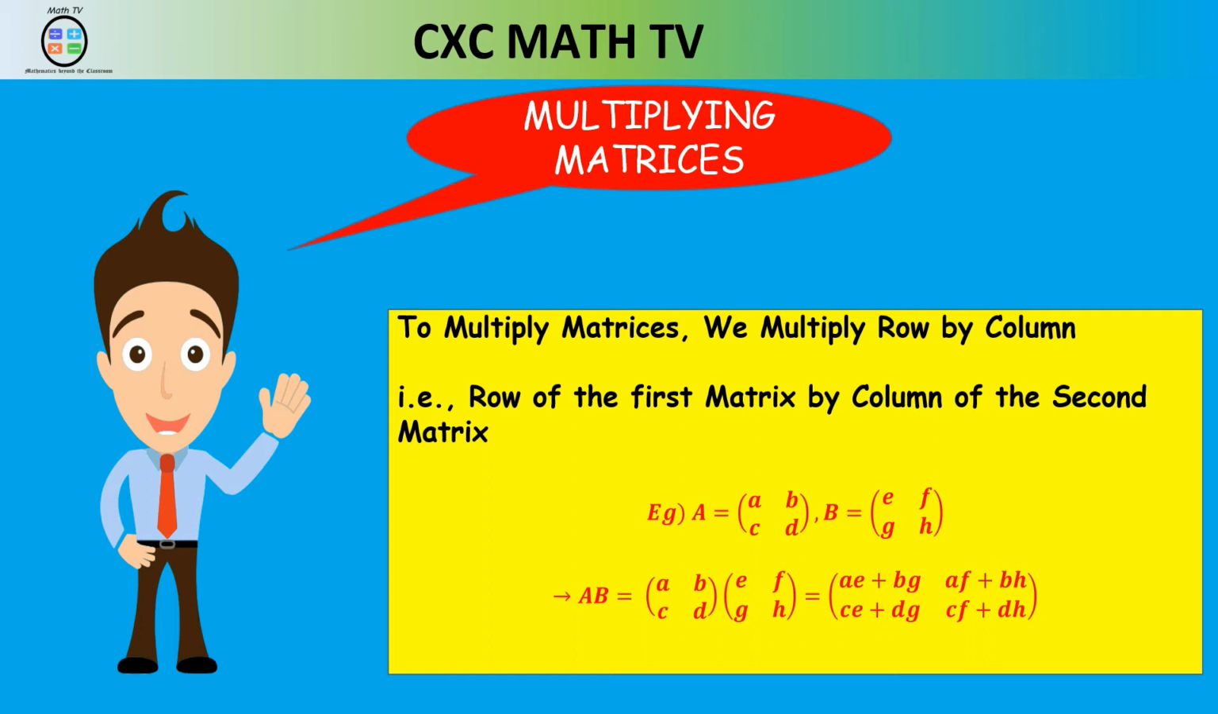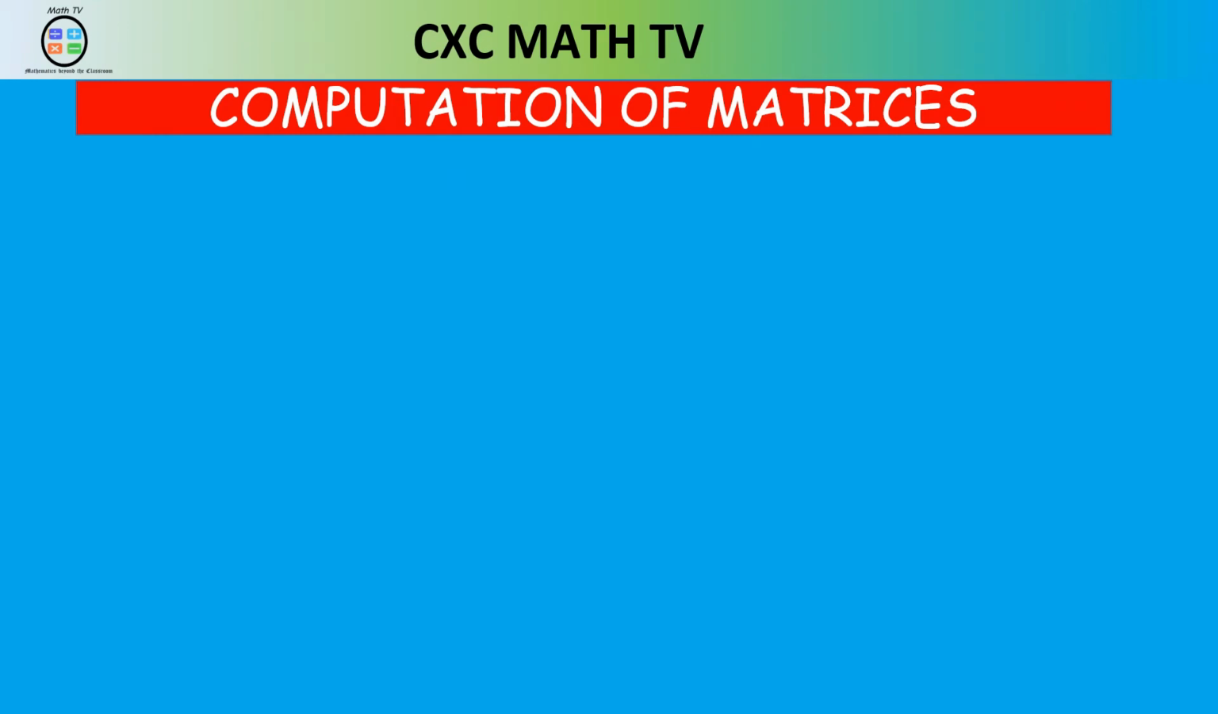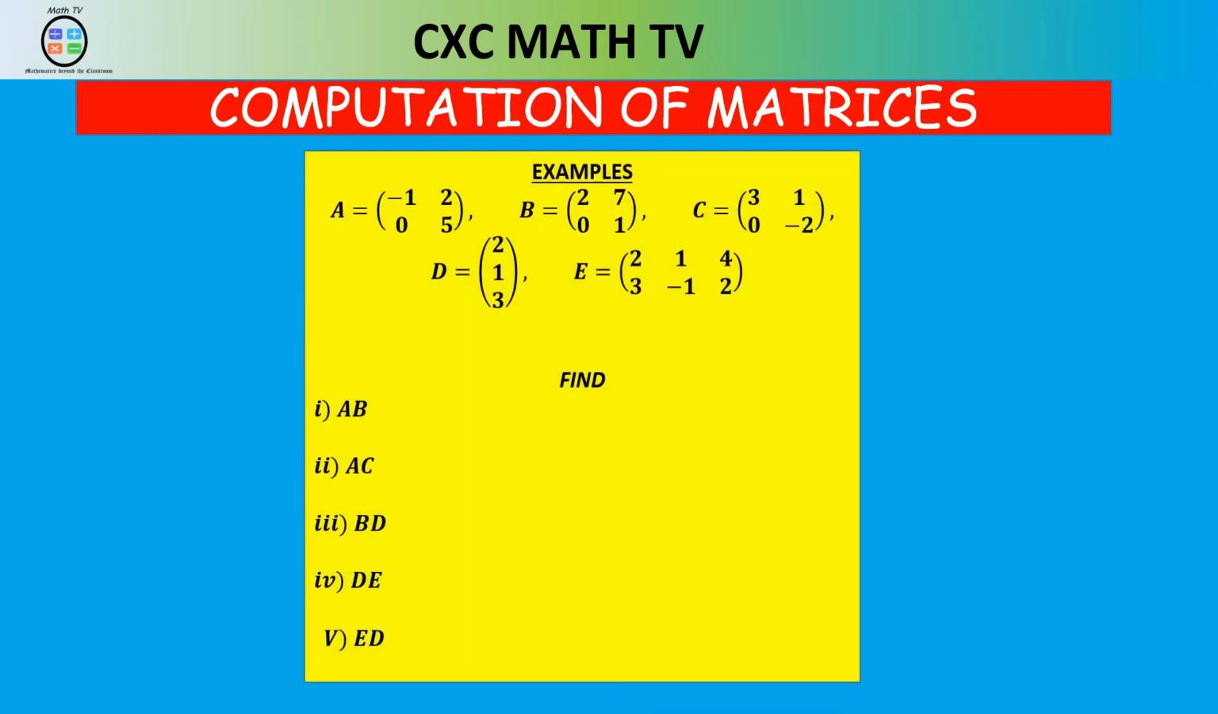So, look at these examples right here. A is negative 1, 2, 0, 5. B is 2, 7, 0, 1. C is 3, 1, 0, negative 2. D is 2, 1, 3. E is 2, 1, 4, 3, negative 1, 2. Find A times B, A times C, B times D, D times E, and E times D.